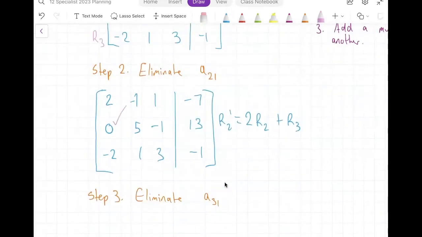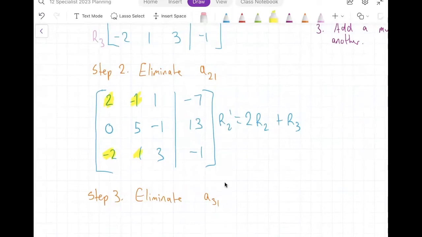That's a big tick. Now step 3 is going to be to eliminate A31, which is row 3, column 1, being this term here. To do that, if we have a look, I've got minus 2, positive 1, minus 1, positive 2. So I'm actually going to wind up eliminating both those variables if I just simply add those two equations together, which is nice and convenient.